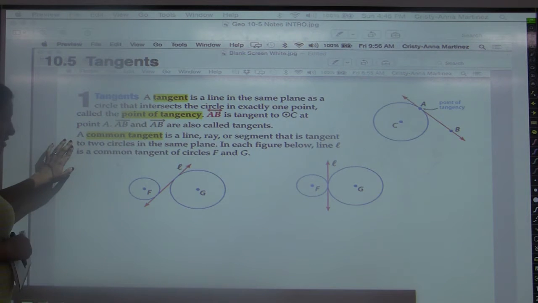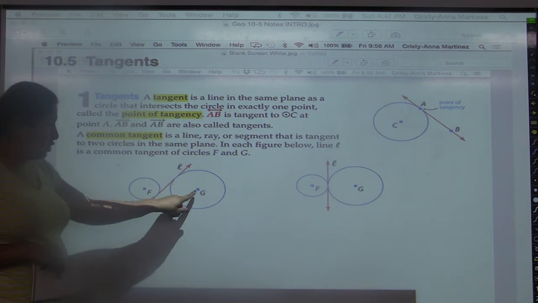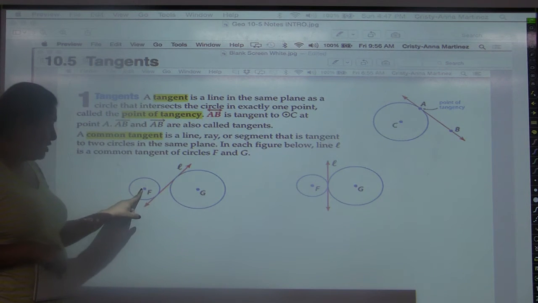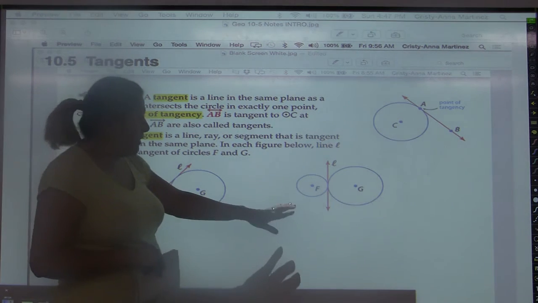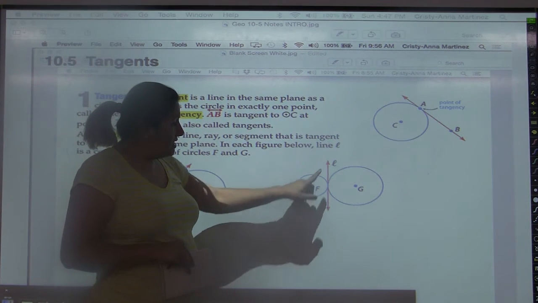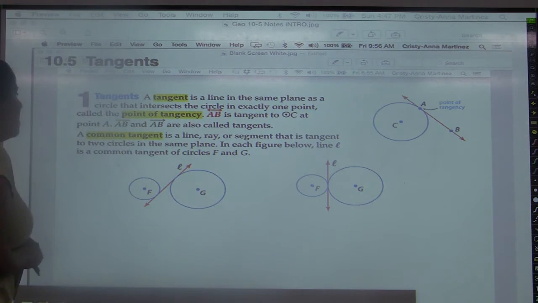A common tangent is a line, ray, or segment that is tangent to two circles in the same plane. So for example, in this case, we now have this line L being tangent to circle G, but it's also tangent to circle F over here. So it's tangent to two different circles. Same thing's happening here with these two circles. Line L is tangent to both circle G and circle F. In each figure below, line L is a common tangent of circles F and G. So we're going to go to our first example here.